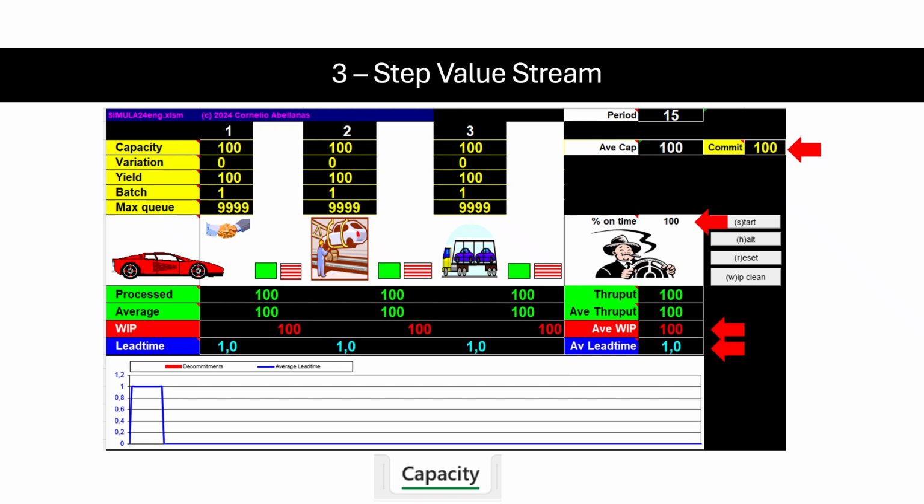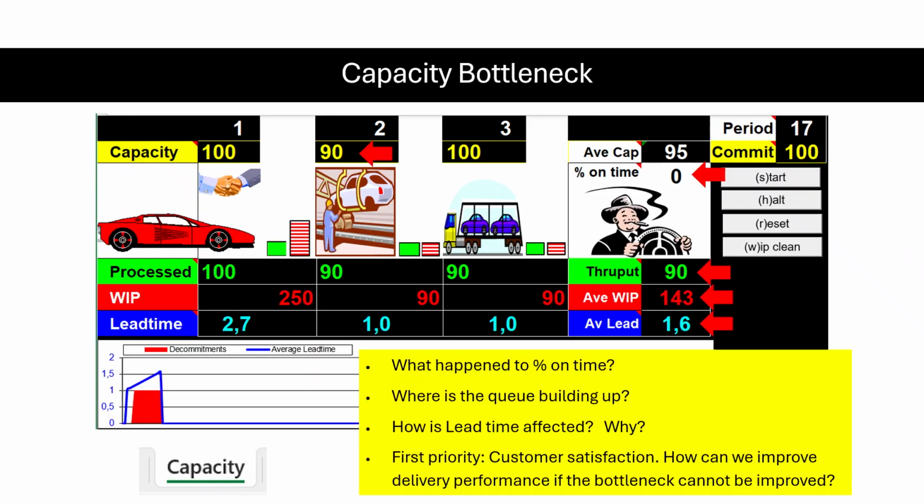This is an ideal process. WIP is 100 and lead time 1 in every step. Press Halt to stop simulation. Change Step 2 capacity to 90, press Enter. Press the Start button. Now answer these questions.